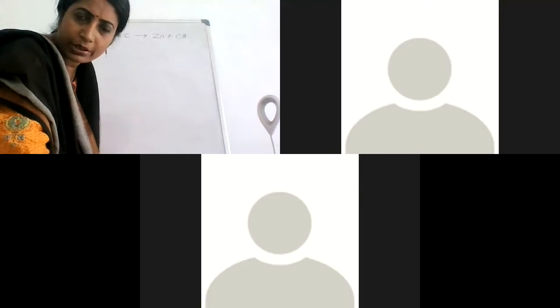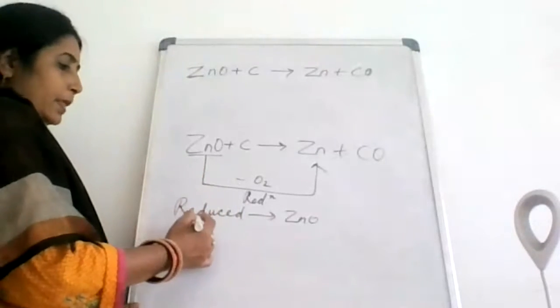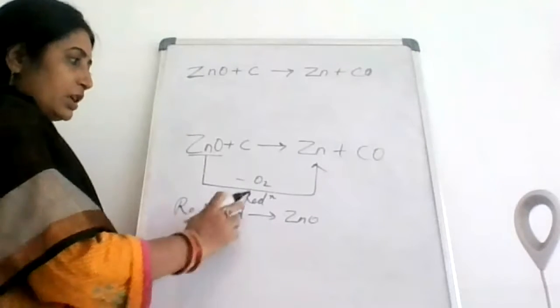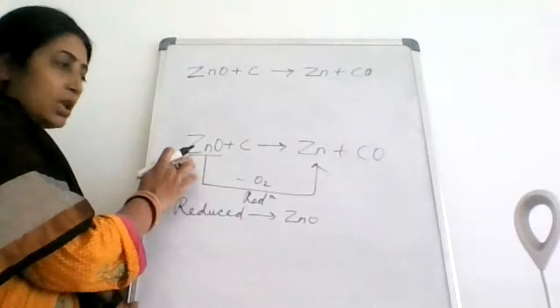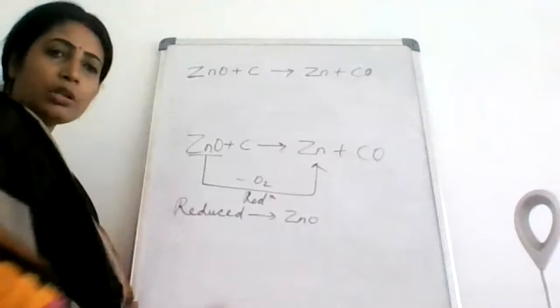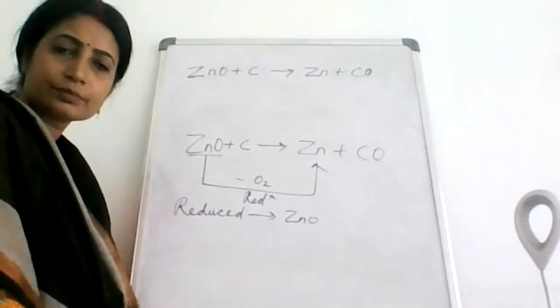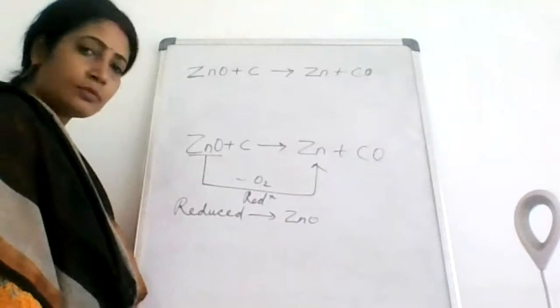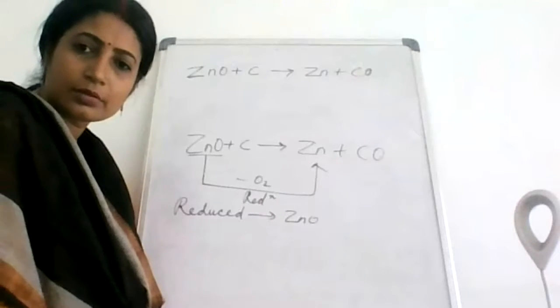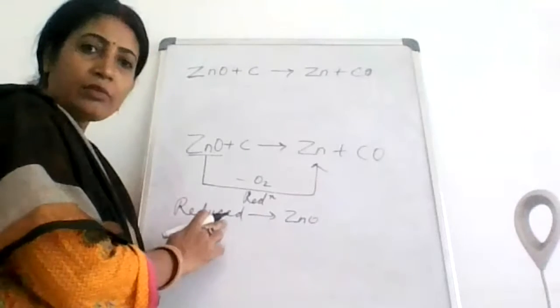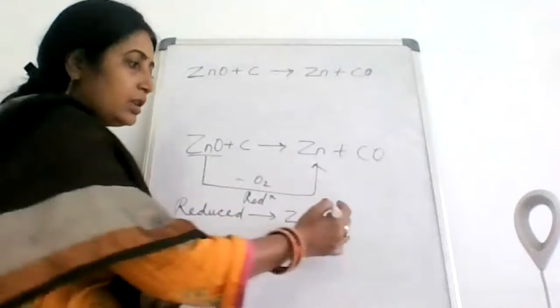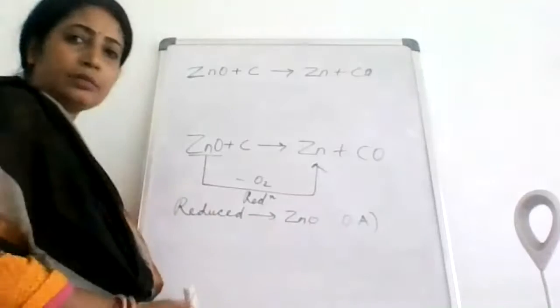So in this reaction, which reactant is getting reduced? ZnO is getting reduced, so it is acting like which agent? Be confident. Oxidizing agent. Obviously, the one which gets reduced is the oxidizing agent. So ZnO is the oxidizing agent.